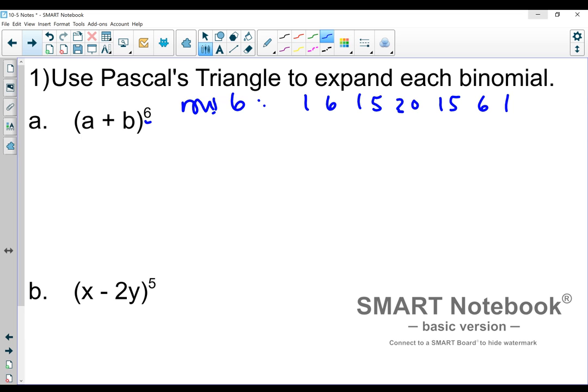And then to go ahead and use this, I would have 1, because that's my coefficient. I'm going to have a to the 6th, b to the 0th power. And then plus, my next coefficient is 6. And I'm counting down for a. So now I have a to the 5th, b to the 1st. So I'm counting down for my a exponents and up for my b exponents.